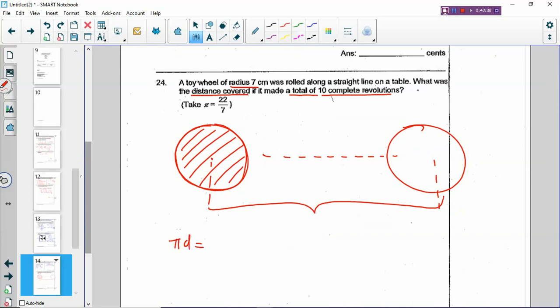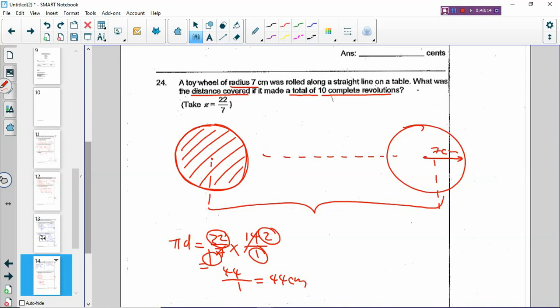So pi d will be equal to 22 over 7. And what's the diameter of this circle? This toy wheel has a radius of 7 cm. So to get the diameter, what do you do? You take the radius and you times 2, and that will give you 14. Radius times 2 to give you diameter, and then you cancel. So cancel, and here also cancel. And then what do you get? 22 multiplied by 2, you will get 44, and then 1 times 1 is 1. So what is the circumference of the circle? Which is 44 cm. Which means that when the wheel makes 1 round, it will travel 44 cm also.